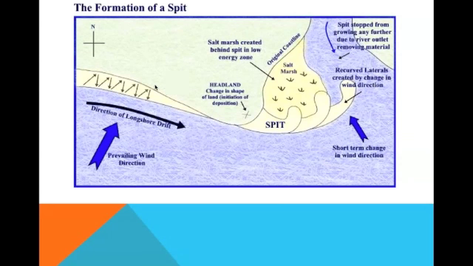So let's just quickly go over again. How is a spit formed? Well, you've got direction of longshore drift. So the swash comes in here, but then here's the backwash. So it keeps moving the stuff along the coast, right? Because of the prevailing wind. And then it keeps going like that, right?